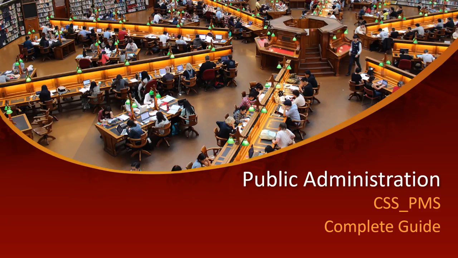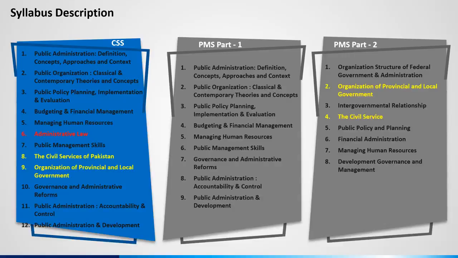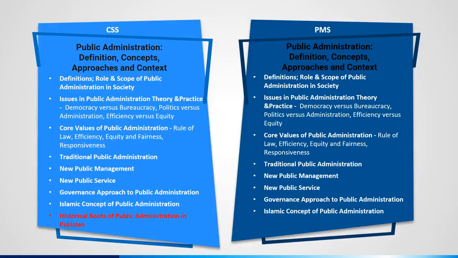We will go through a comparative overview of the syllabus for CSS and PMS. Here we can see the syllabus description of CSS and PMS Part 1 and Part 2. As we can see, all the 9 chapters of PMS Part 1 are overlapping with the CSS syllabus, while 2 chapters of PMS Part 2 are overlapping with the CSS syllabus. And one chapter of administrative law, highlighted in red, is not included in either PMS Part 1 or PMS Part 2. So here are the contents of the first chapter of CSS and PMS Public Administration.